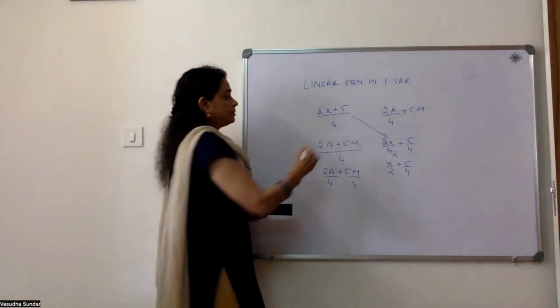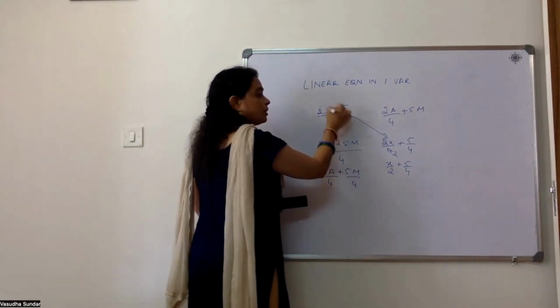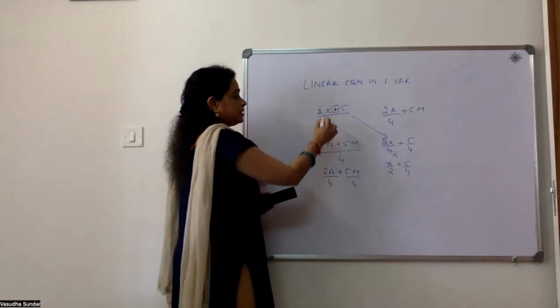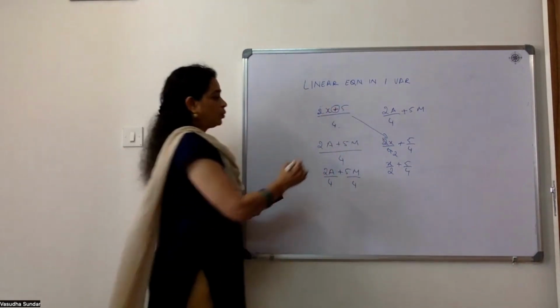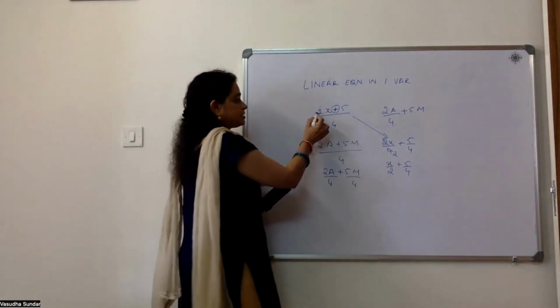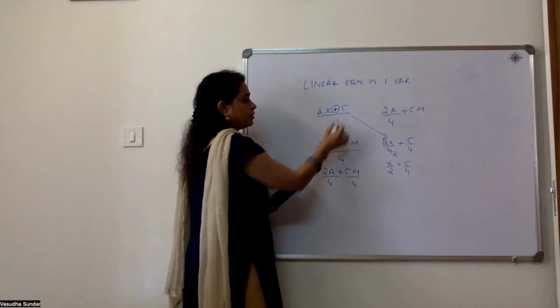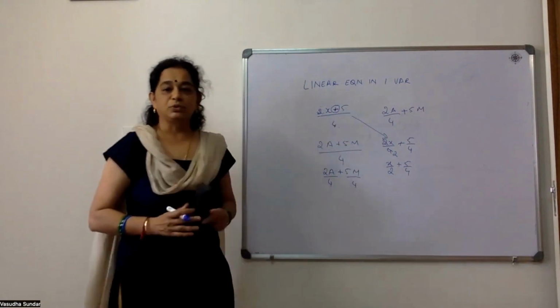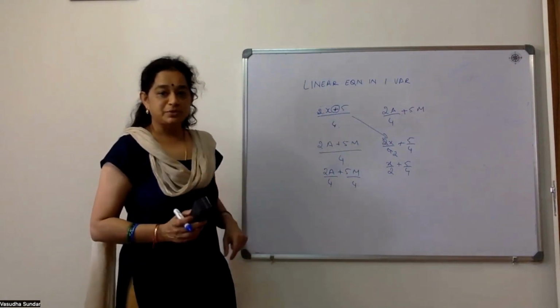So each friend gets half mango and 5 by 4, half apple and 5 by 4 mangoes. So this is a very common mistake. Whenever you have a plus or a minus between 2 terms and 1 term in the denominator, you cannot cancel this 2 and this 4. This 4 belongs to this 5 also. So please note, don't do this mistake.